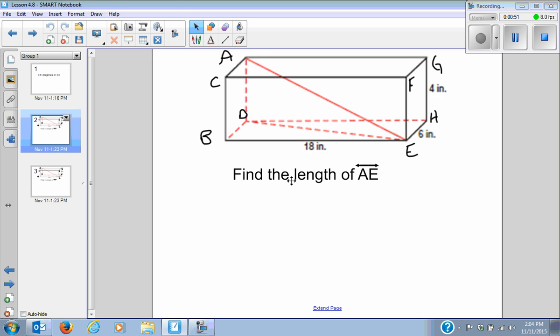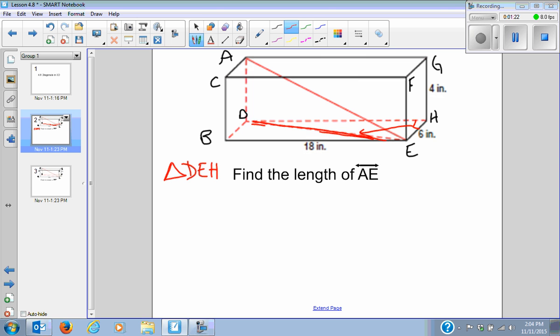So to find that length, we're going to have to do a little bit of work, not too hard. Let's talk about some triangles that can be formed. Hopefully, everybody can see the triangle DEH, and it is a right triangle. I know that because there's a right angle right there at H. So since that's the right angle, across from it is going to be the hypotenuse. That means D to E is going to be my hypotenuse.